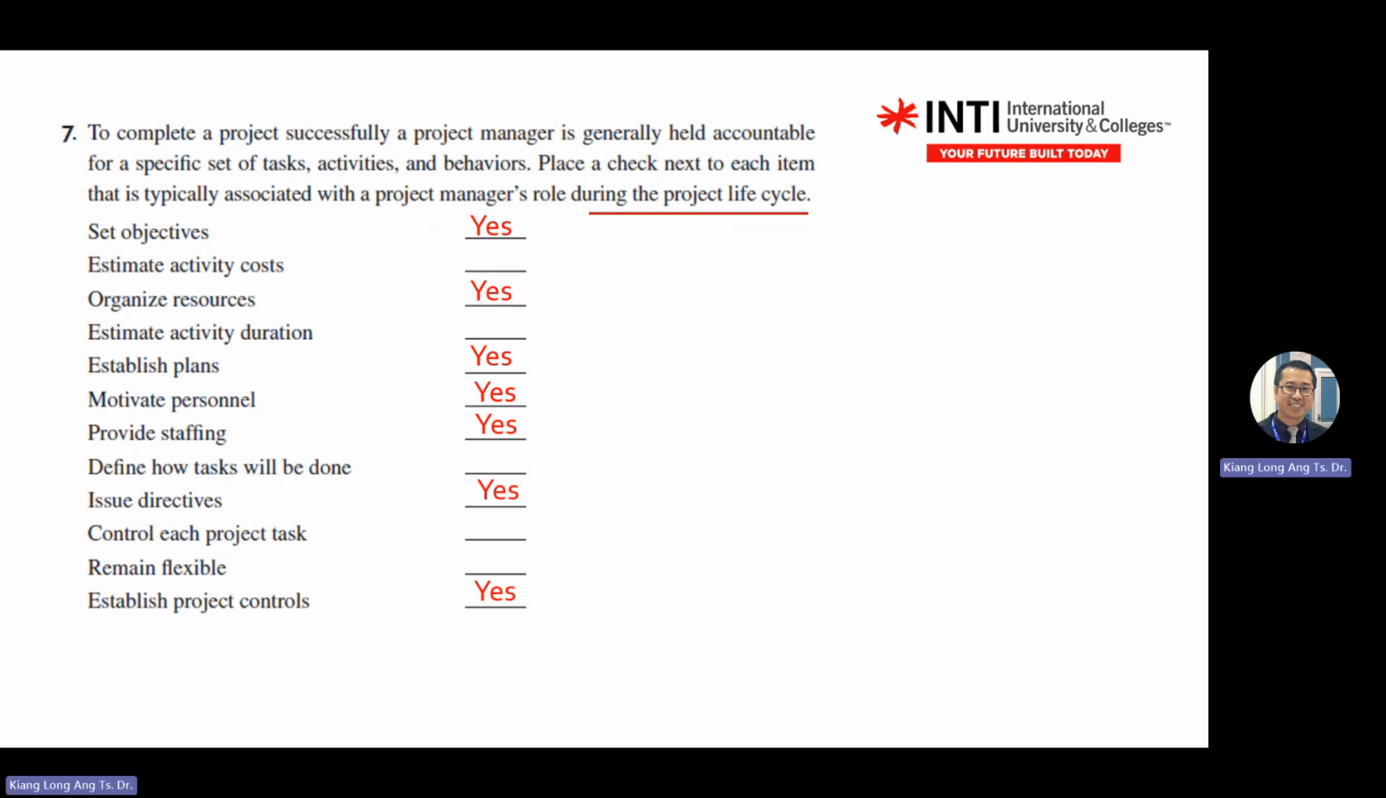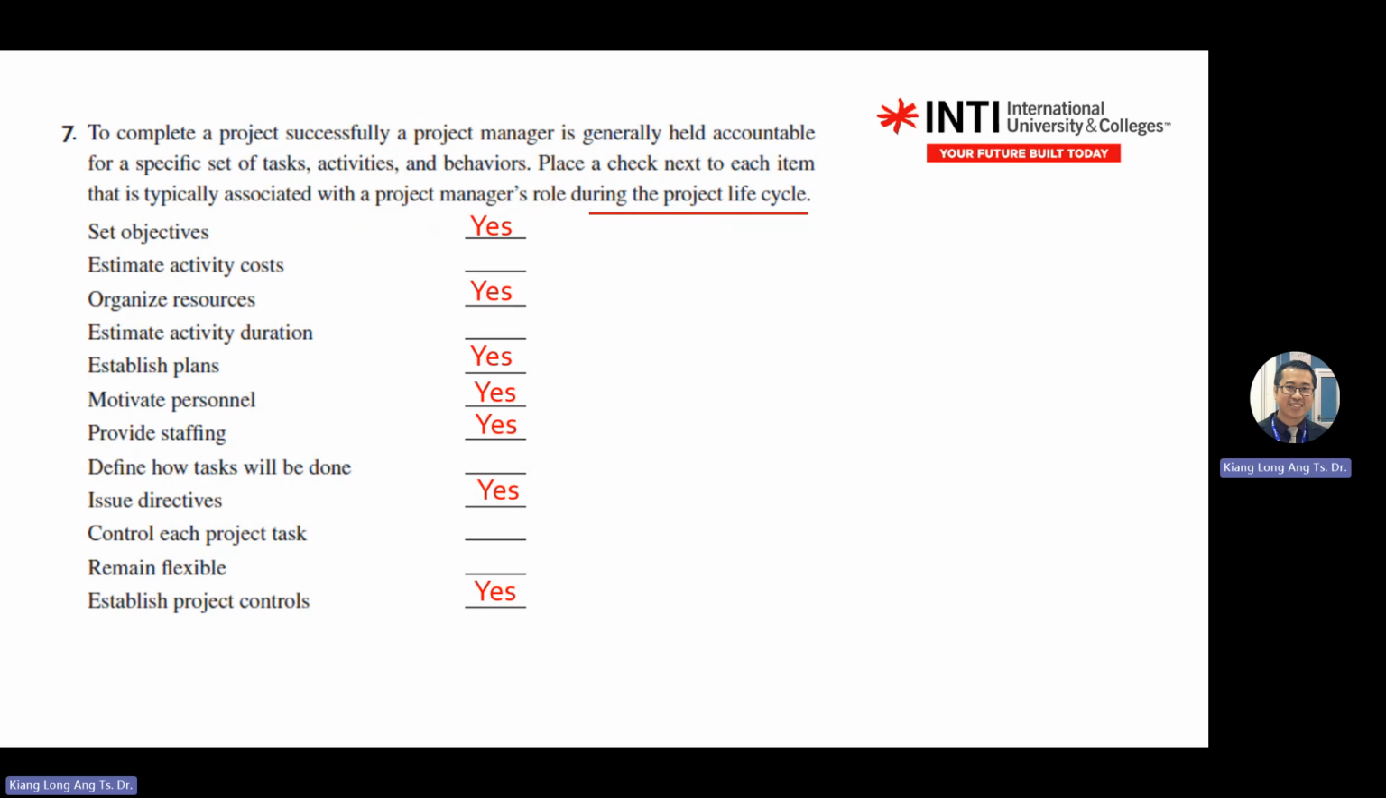So you control the project's direction. Issue directive means you give the direction of the project, meaning stage 1 do what, stage 2 do what, stage 3 do what. Provide staffing, this one I think is a wrong one. It should not be there. It should be functional managers. Provide staffing is the functional manager's job.